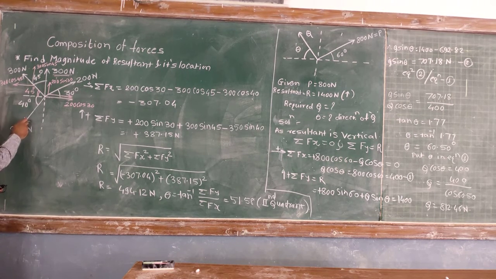Now come towards the fourth force, 350 Newton, which makes an angle of 40 degrees with respect to the horizontal. Since the angle with respect to the horizontal is given, we can resolve this force into two components. The first component is horizontal: 350 cos 40 degrees. As it is in the third quadrant, it is minus. The other component is 350 sin 40 degrees, again minus. So both are minus components.